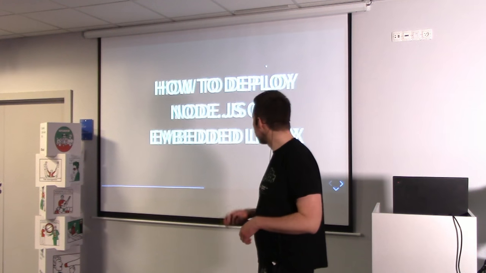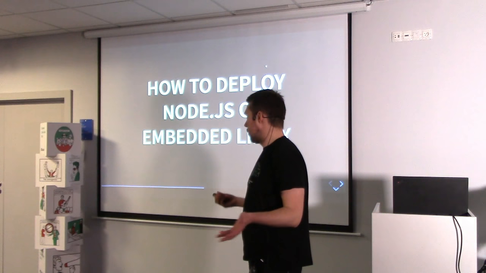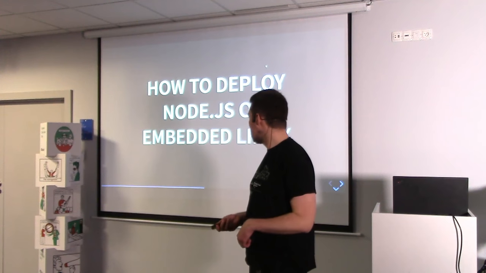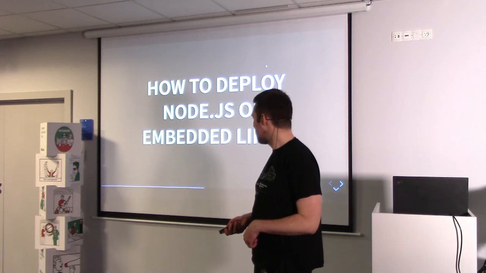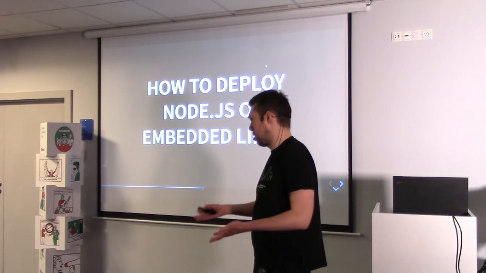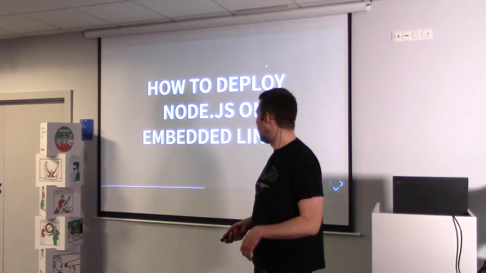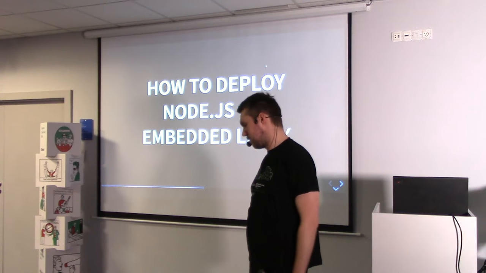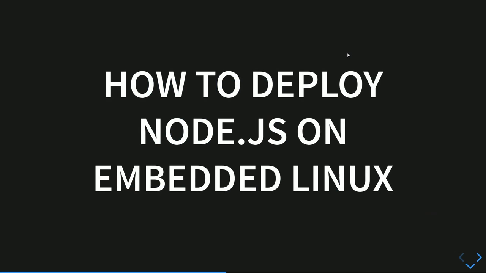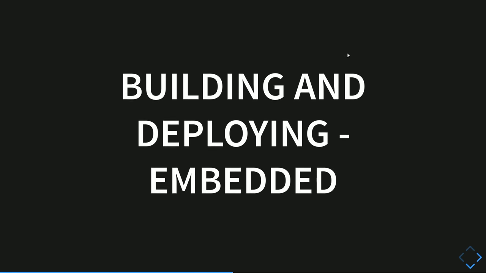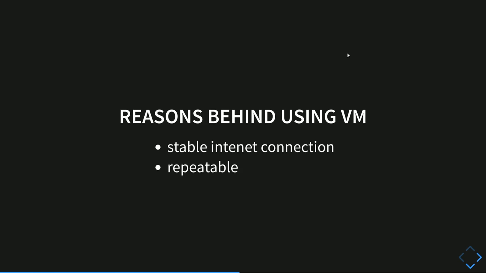Okay, so how do we deploy Node.js on embedded Linux, so on the embedded devices? Well, as I said, you just download the custom software and type apt-get install nodejs. In prototyping it's nice, but it's not how it's done in production. So yeah, how to deploy it?